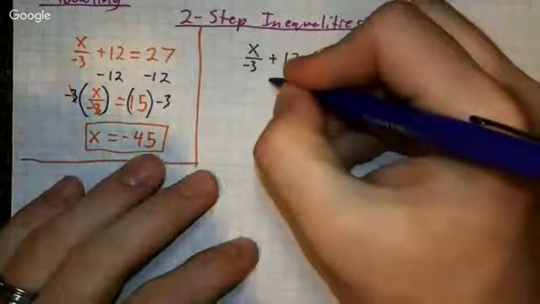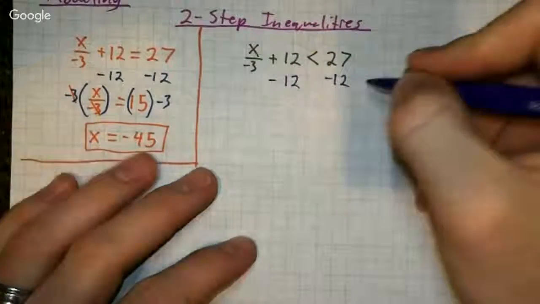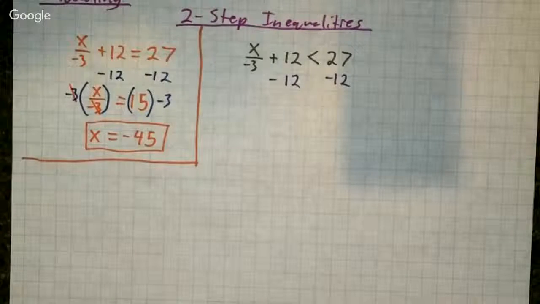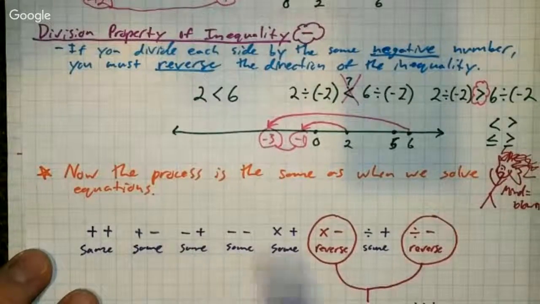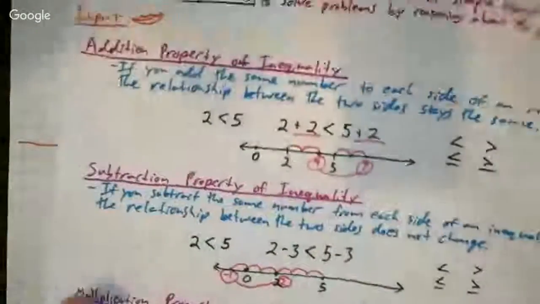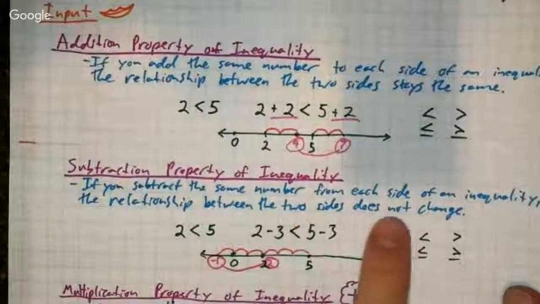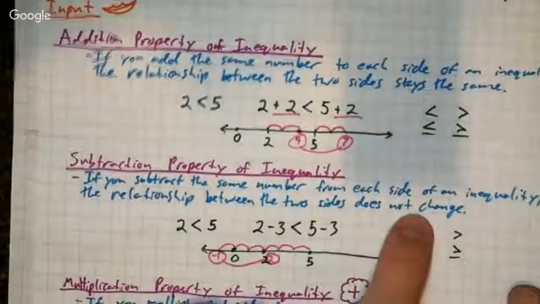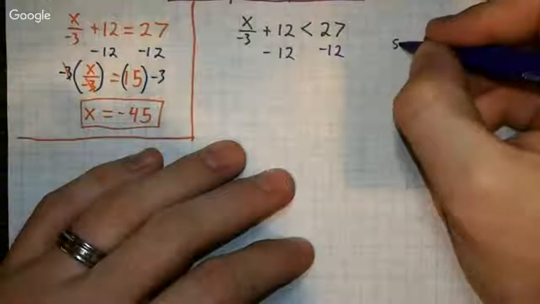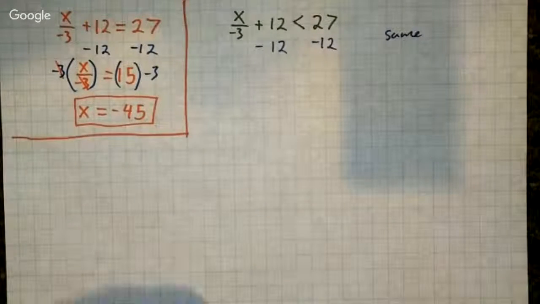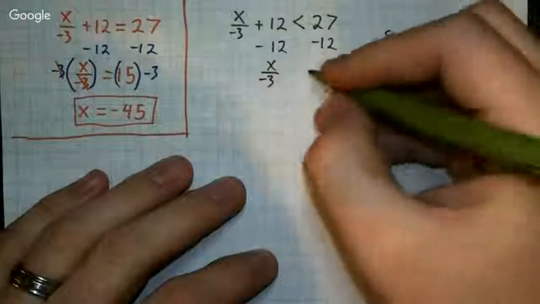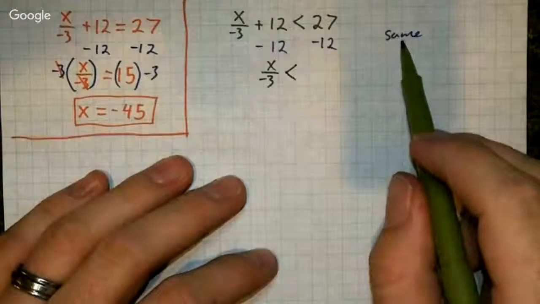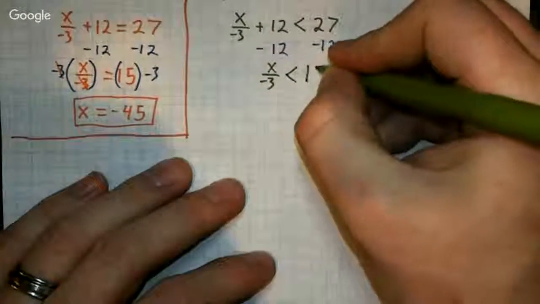If we subtract the same number from both sides, we are subtracting a positive number. It's the same. We are going by the subtraction property of inequality. If you subtract the same number from each side of an inequality, the relationship does not change. So our new inequality is going to be x over negative 3 is less than, because the relationship does not change, 15.